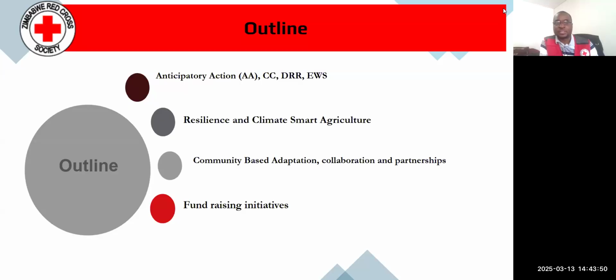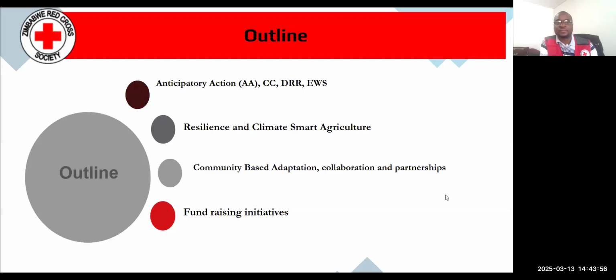And also I'll touch on community-based adaptation and methods or approaches that we have used as Zimbabwe Red Cross, and some of the collaboration and partnerships that we have managed to build around issues of disaster risk reduction. And lastly, I'll look at fundraising initiatives that we have put in place as Zimbabwe Red Cross.